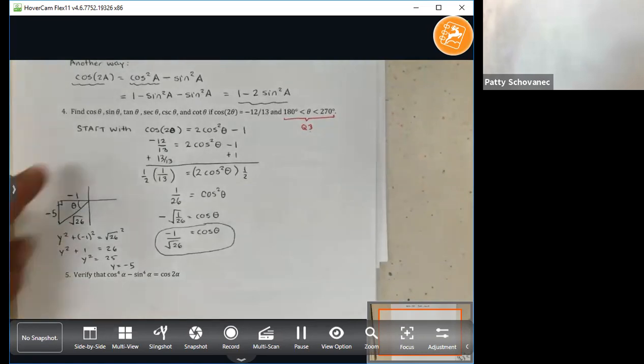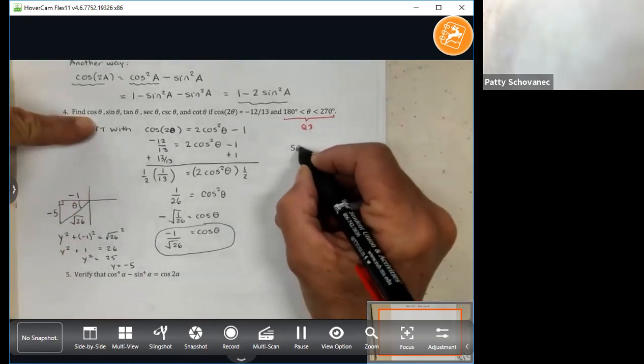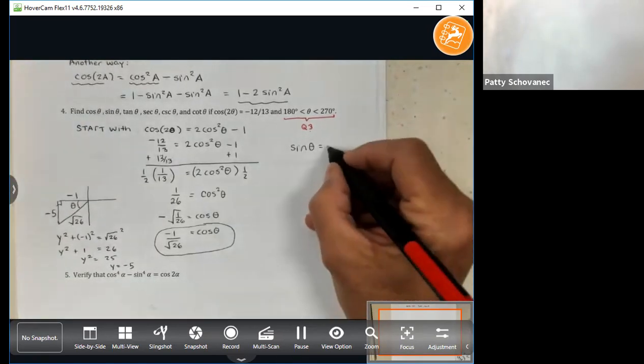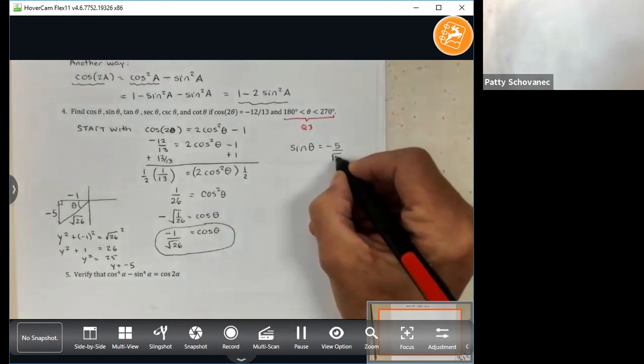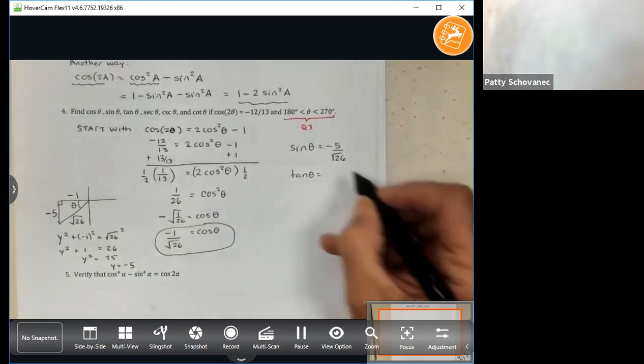Okay, so let's work our way down the line. We've got cosine of theta. Use that picture and tell me what the sine of angle theta is. There you go. Now we're on tangent of theta. Keep going, you're on a roll.